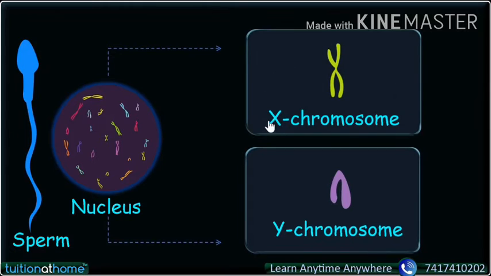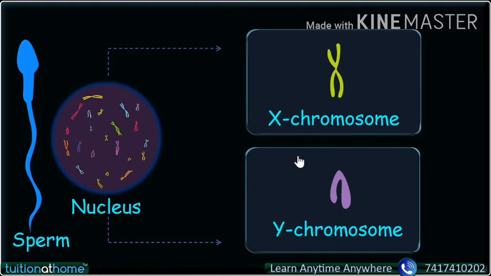One single sperm will have either an X or a Y chromosome, not both. This you have to keep in mind. One single sperm will have either X or Y chromosome, not both at a time.